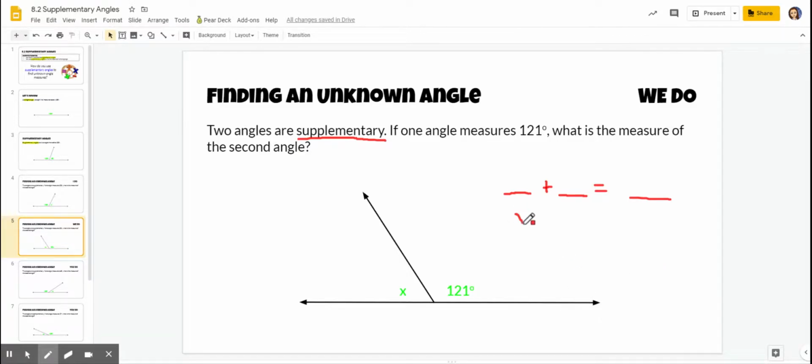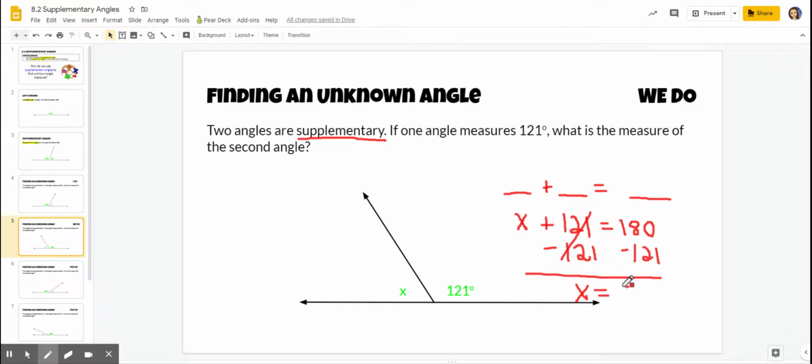Your equation should have said that we have this angle x, plus this angle 121 degrees, and together they're going to give us 180 degrees. You could have put these in either order. You could have said x plus 121, or 121 plus x. Remember the commutative property: it doesn't matter which way we add. I'm going to subtract 121 from this side because I want to get x alone, which means I also have to subtract 121 from this side. When I simplify, these cancel, and we're left with x is equal to 59 degrees.